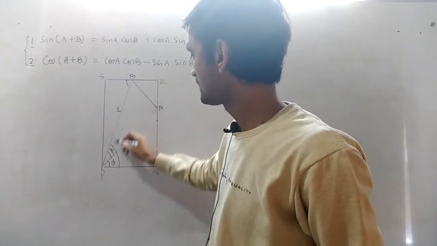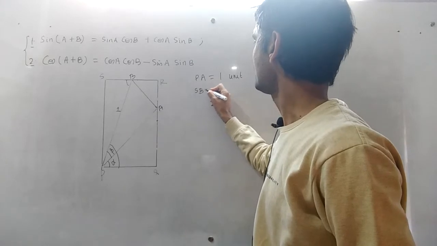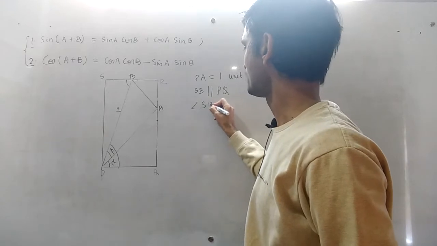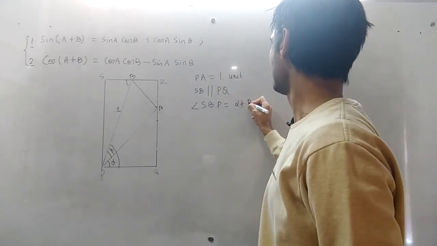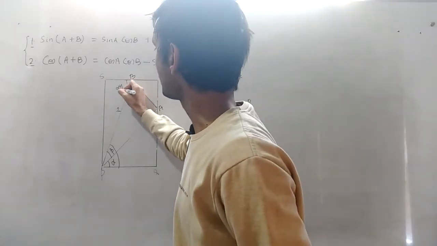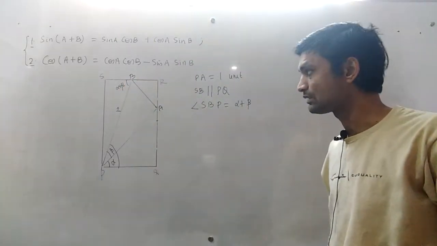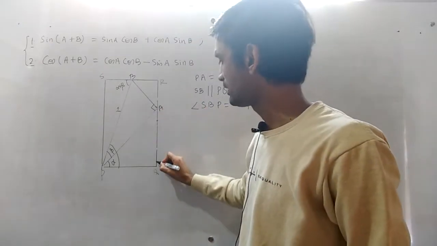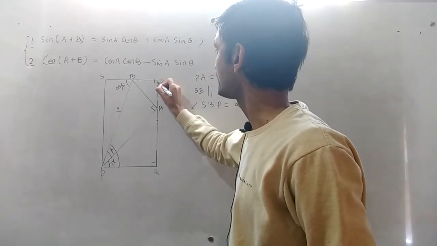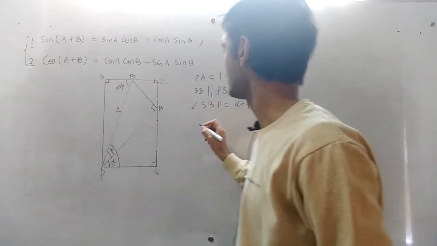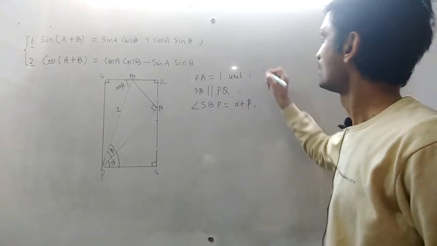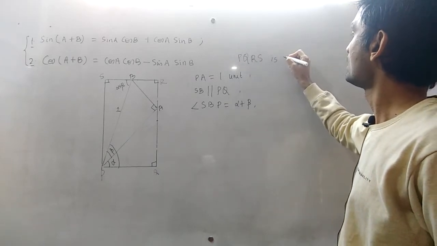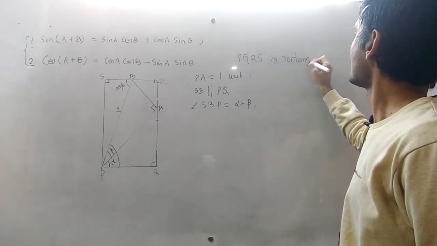Since SB is parallel to PQ, the angle SBP is equal to alpha plus beta. So this angle is alpha plus beta. Now this is also a right angle, this is also a right angle, all these are right angles, so PQRS is a rectangle.